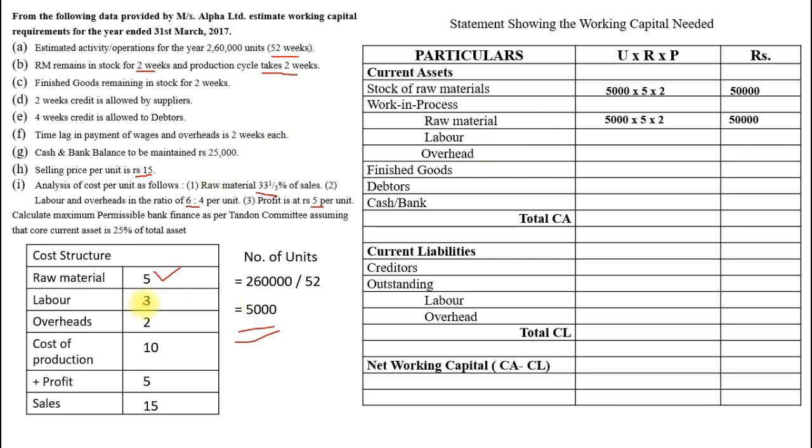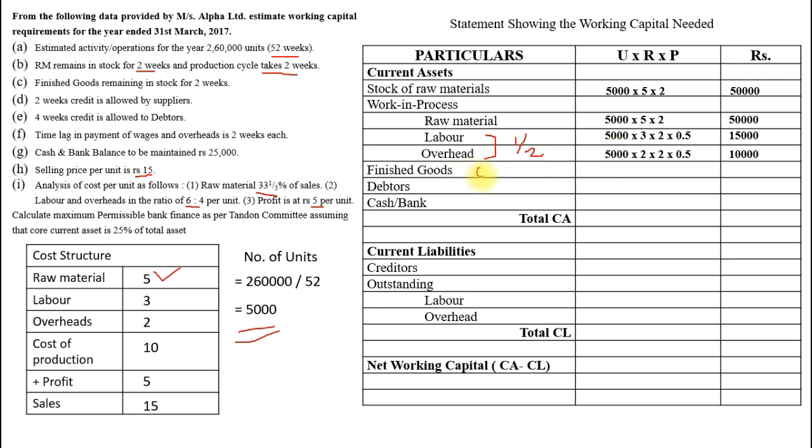Labor will be 5,000 into 3 into 2, but remember, under WIP, for labor and overhead, whatever answer you get, you have to take half of that, okay? So it will be 5,000 into 3 into 2 into half, which comes to 15,000. Same way for overhead, it will be 5,000 into 2, because the overhead rate is 2. The period is 2 weeks and you have to take half of that. So that comes to 10,000.